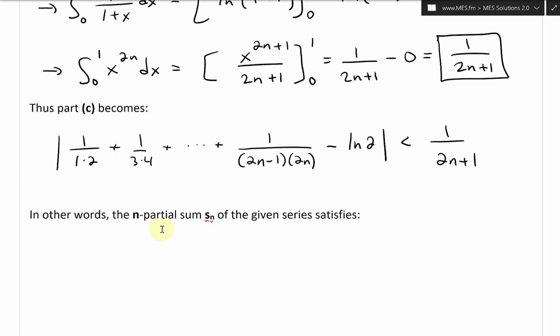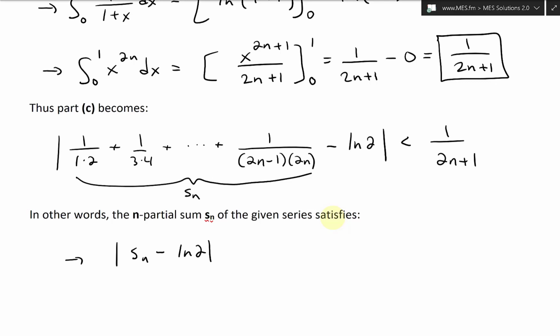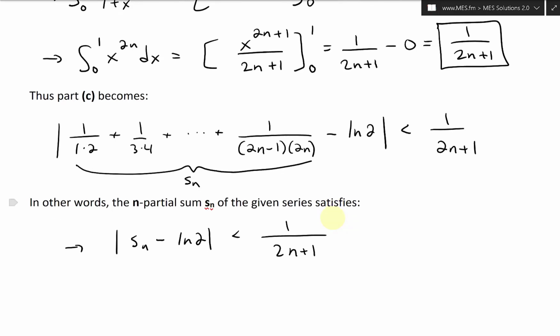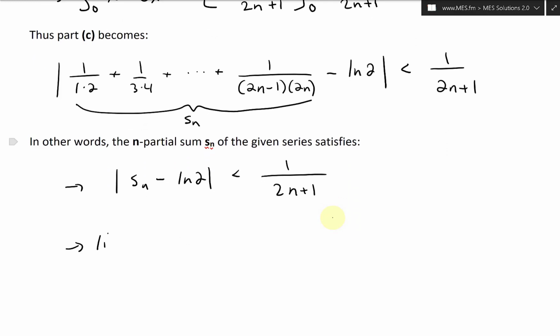Going further, in other words, the nth partial sum Sn of the given series satisfies, if we call this inside term, this summation that we want, Sn, so that's the nth partial sum. What we get is the absolute value of the nth partial sum minus ln 2 is less than 1 over 2n plus 1. So we can just take the limit here. What we'll do is the limit as n approaches infinity of the absolute value of Sn minus ln 2. This is less than the limit as n approaches infinity of 1 over 2n plus 1.